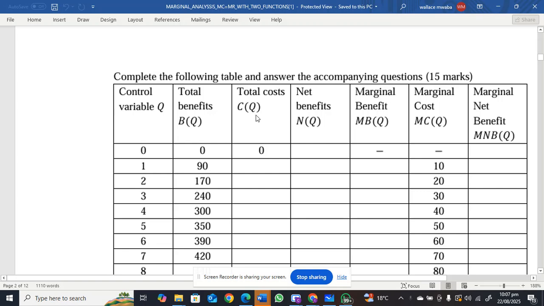Then you have your total costs, also dependent on how much you produce. Then you have your net benefits. Net benefit is just your total benefit minus your total cost. When you remove all your costs, the benefit you remain with is your net benefit. Marginal benefit is the additional benefit you get when you produce an extra unit. Marginal cost is the additional cost when you produce an extra unit. Marginal net benefit is the additional net benefit you get when you produce an extra unit.